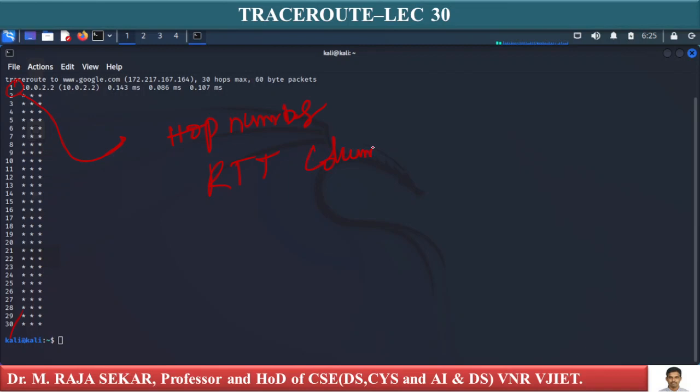What are these RTT columns? These are the RTT columns: 0.143, 0.086, 0.107. The next three columns display RTT. What is the meaning of RTT? Round trip time. This indicates the round trip time for your packet to reach the point and return to your computer. This is listed in milliseconds. Why are you getting three columns like this? What is the reason behind these three columns?